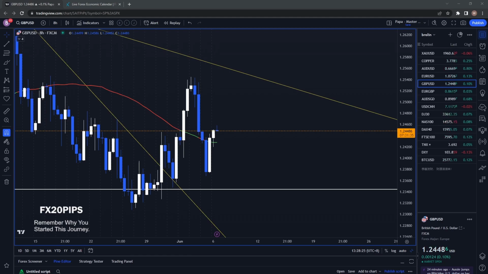Today is Tuesday, the 6th of June 2023. Time is now about 1:28 p.m. GMT plus 8, my time. Okay, we are currently looking at GBPUSD on the 8 hours time frame. Just a recap. We have the inner trend line, we have the outer trend lines, and price broke through the trend line and attempts to reach the second trend line.